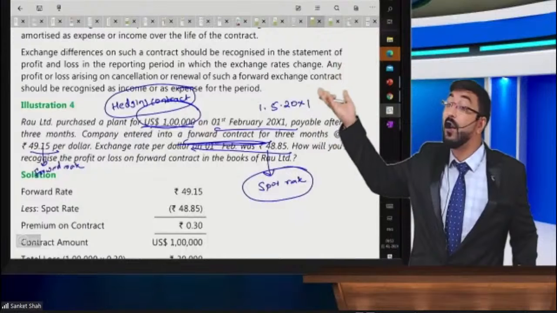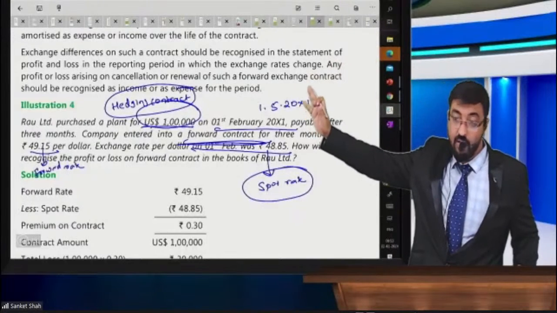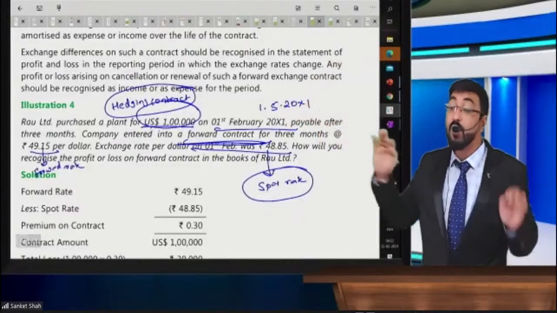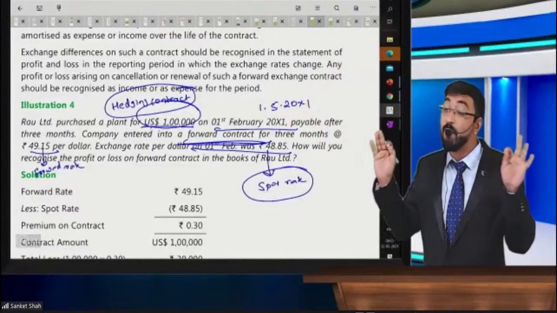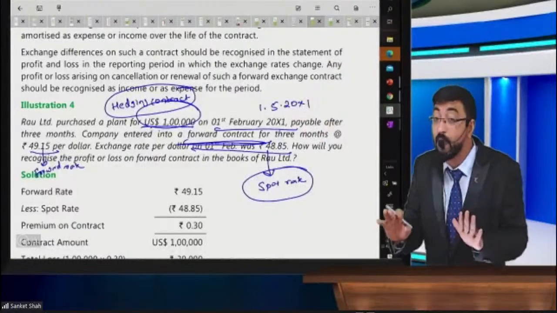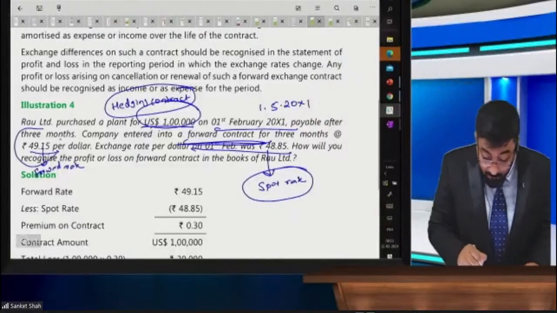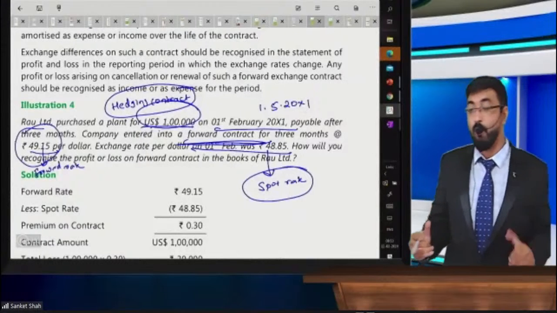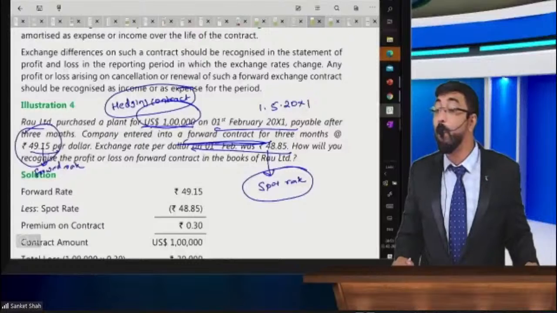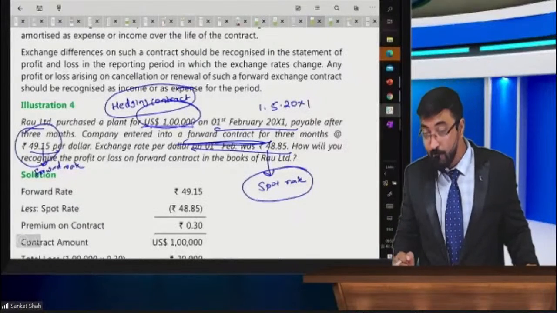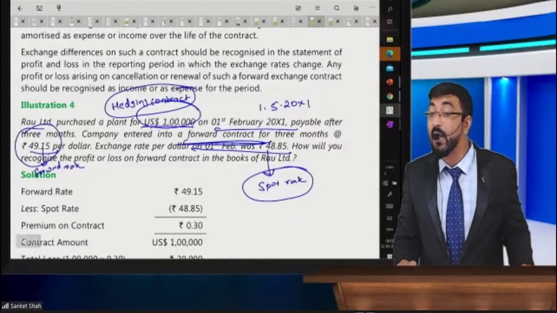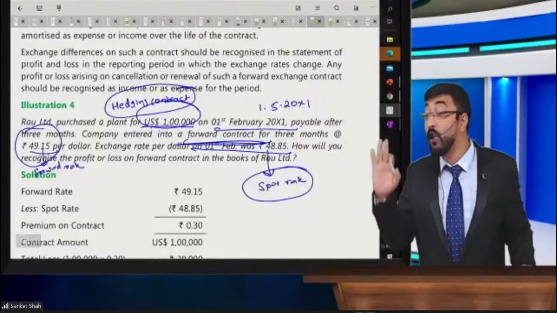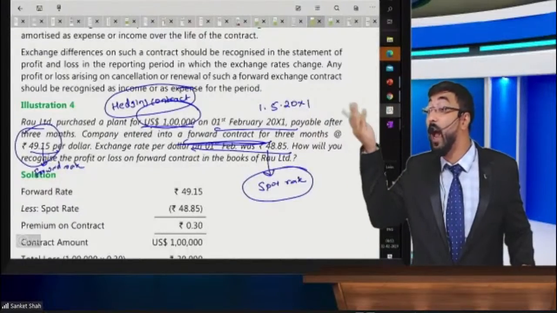फिर 3 महीने के बाद क्या रेट है, we are not concerned for that rate. 3 महीने के बाद क्या रेट चलेगा, we are not concerned for that rate. So remember, after 3 months, whatever the spot rate, we are not concerned for that, but we are going to pay by 49.15 only because we entered into a forward contract. So if you are getting 48.85 rate today, and if you are getting forward rate 49.15, this exchange difference, you are not concerned about the spot rate after 3 months.